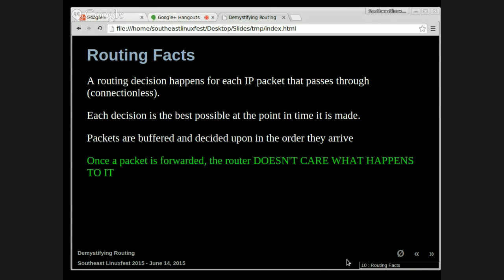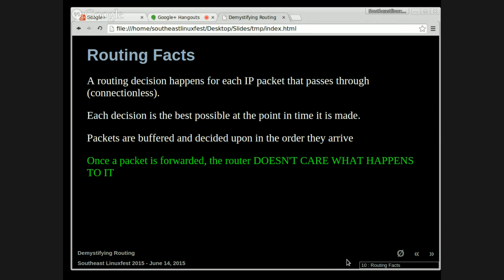So once a packet is forwarded by the router, it doesn't care what happens to it. It has a queue full of packets that it has to go through. So it literally is throwing it out the door in the direction it's supposed to go as fast as possible and getting on to the next packet over and over and over again.